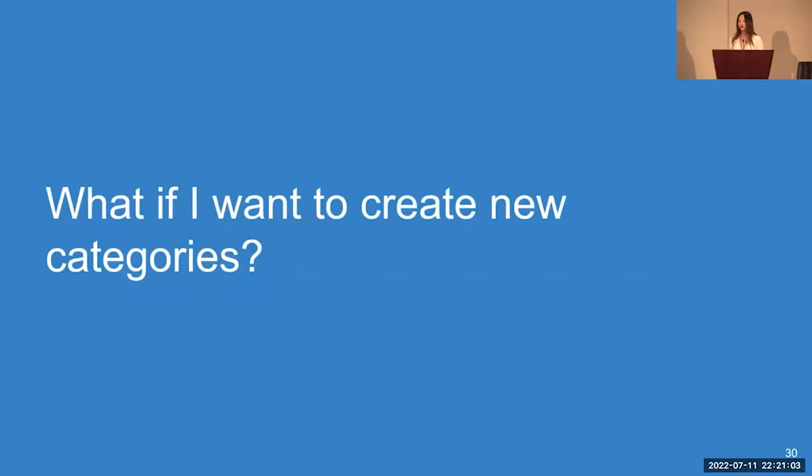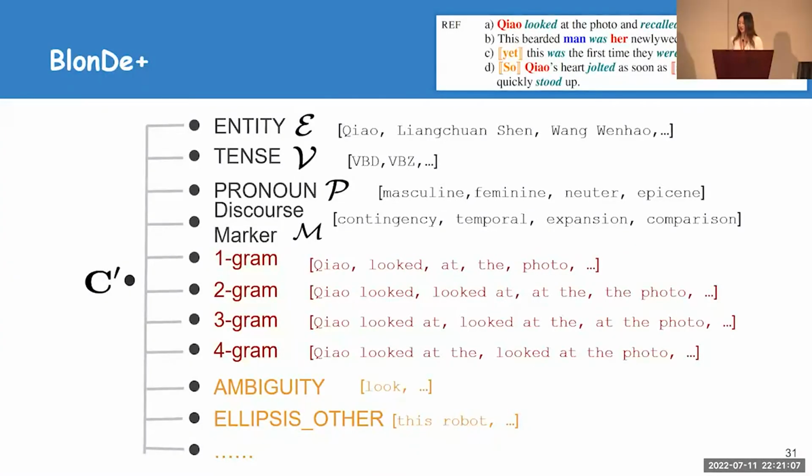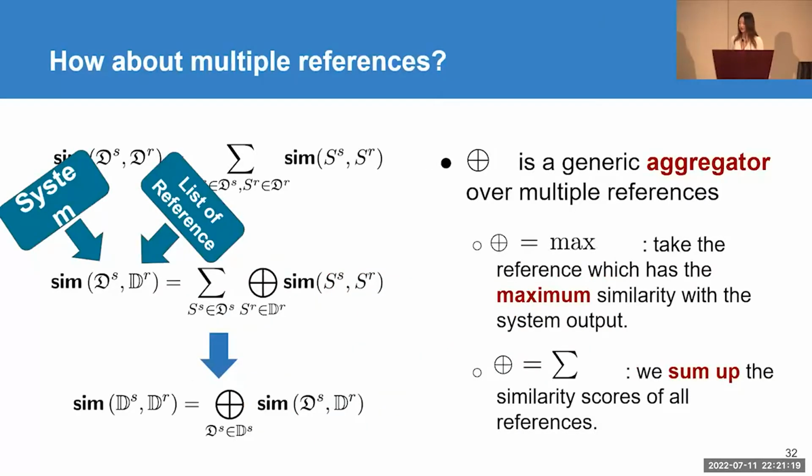What if I want to create new categories? BlonDe is very easy to generalize. For instance, it would be easy to incorporate human annotations by adding user-defined categories and treating annotated spans as features. It is also worth noting that while I've been illustrating BlonDe using only one reference for simplicity, BlonDe also supports multiple references by aggregating over multiple references.